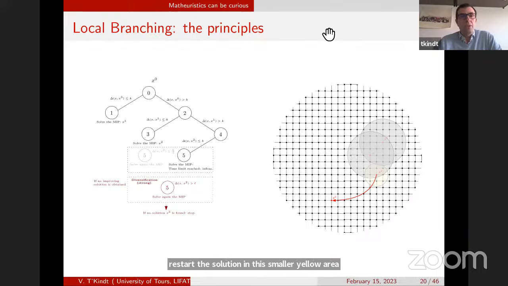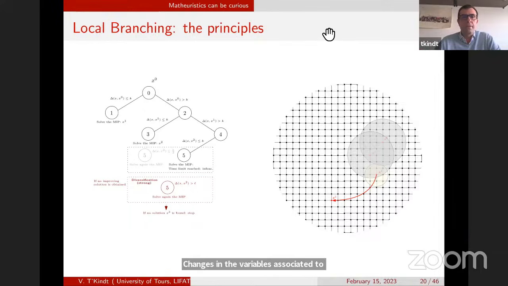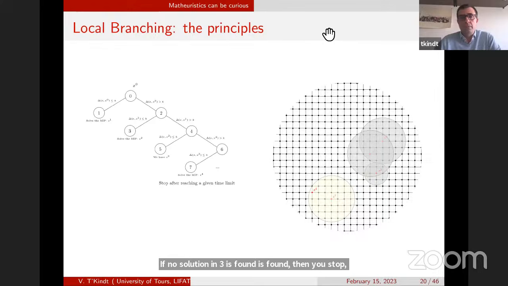If still you don't find any solution, you arrive at the conclusion that maybe you are stuck in a local optimum. So you apply diversification. Diversification is just adding a Hamming distance constraint: you say, okay, now I want a solution that has at least L changes in the variables associated to X with respect to X2. We solve the MIP and we get another solution X3. If no solution X3 is found, then you stop. And then you redo the search from X3. That's exactly the process that you repeat until you reach your time limit.